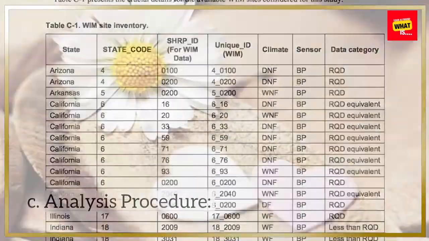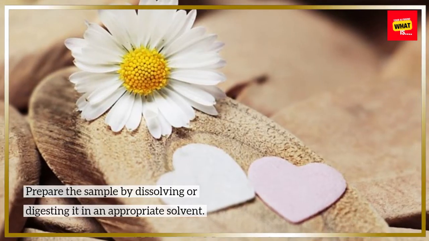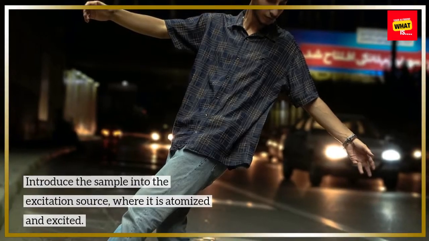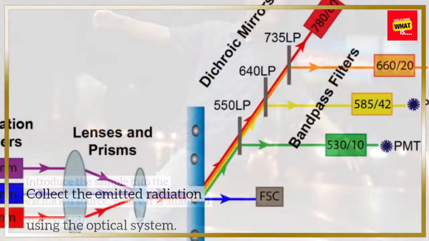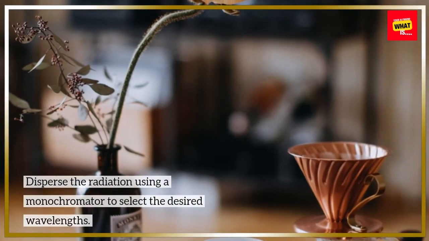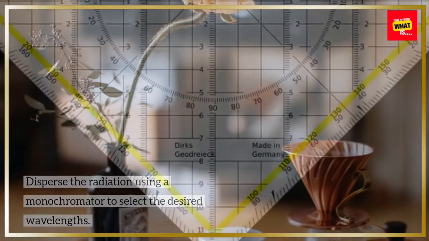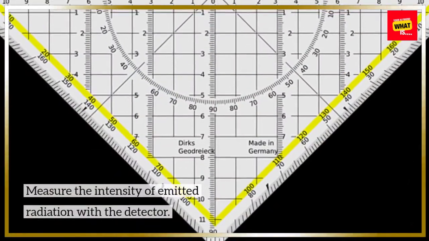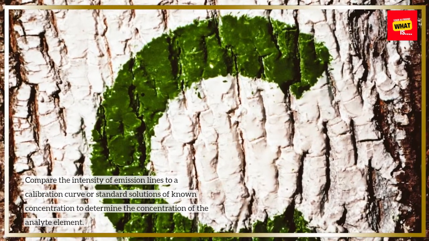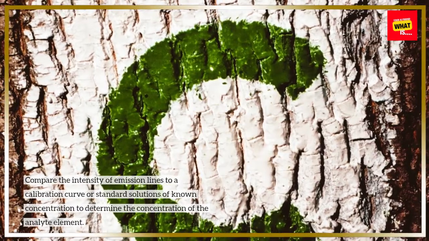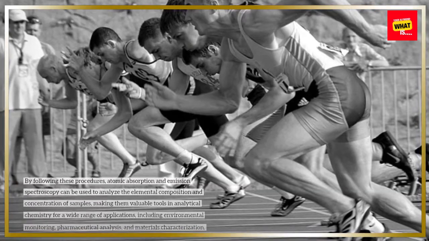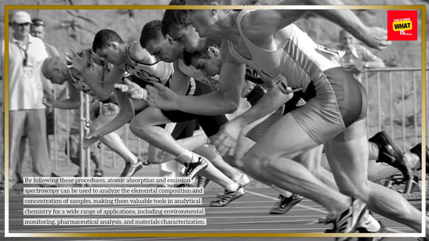C. Analysis procedure. Prepare the sample by dissolving or digesting it in an appropriate solvent. Introduce the sample into the excitation source, where it is atomized and excited. Collect the emitted radiation using the optical system. Disperse the radiation using a monochromator to select the desired wavelengths. Measure the intensity of emitted radiation with the detector. Compare the intensity of emission lines to a calibration curve or standard solutions of known concentration to determine the concentration of the analyte element.